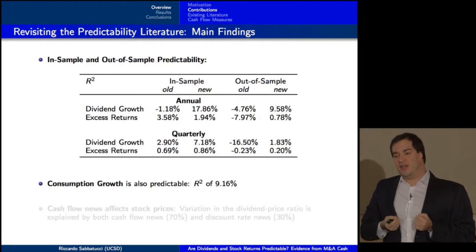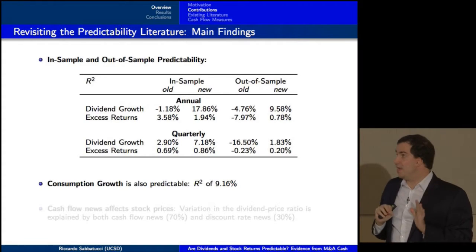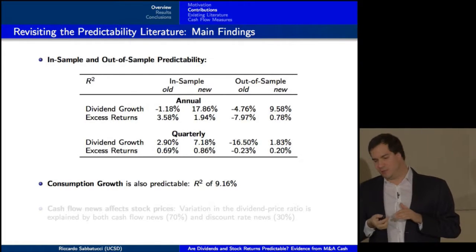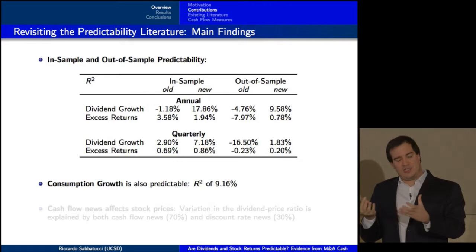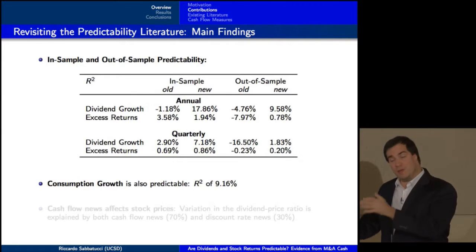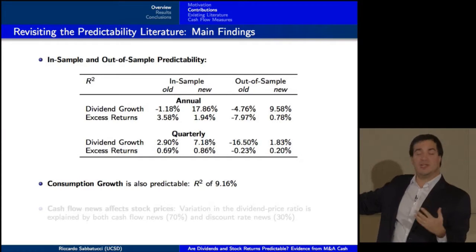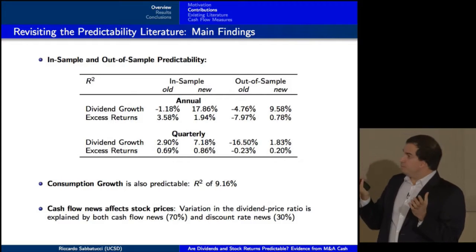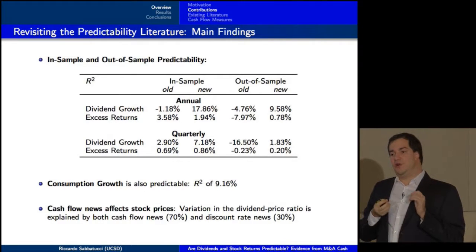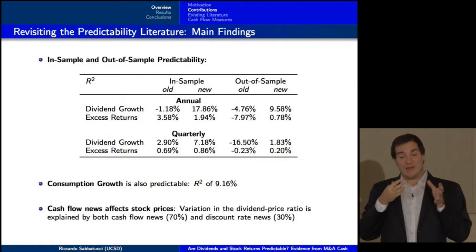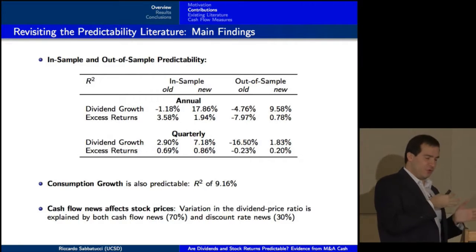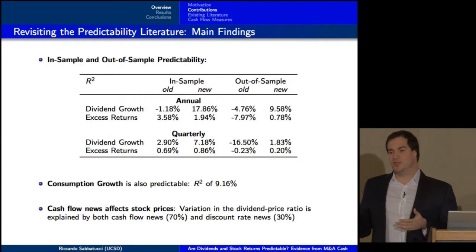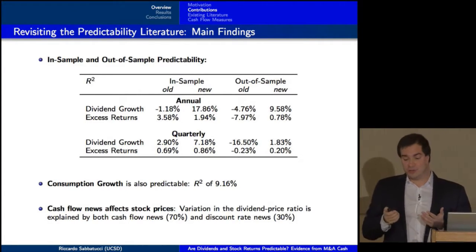Another important result is that consumption growth is to some extent predictable in sample. I find predictability for consumption growth at both the annual and quarterly frequency using the dividend price ratio augmented with cash dividends coming from M&A activity. And the last main result is that cash flow news affect stock prices. The variation in the dividend price ratio can be explained by cash flow news, 70% of it, and the remaining 30% can be explained by discount rate news.